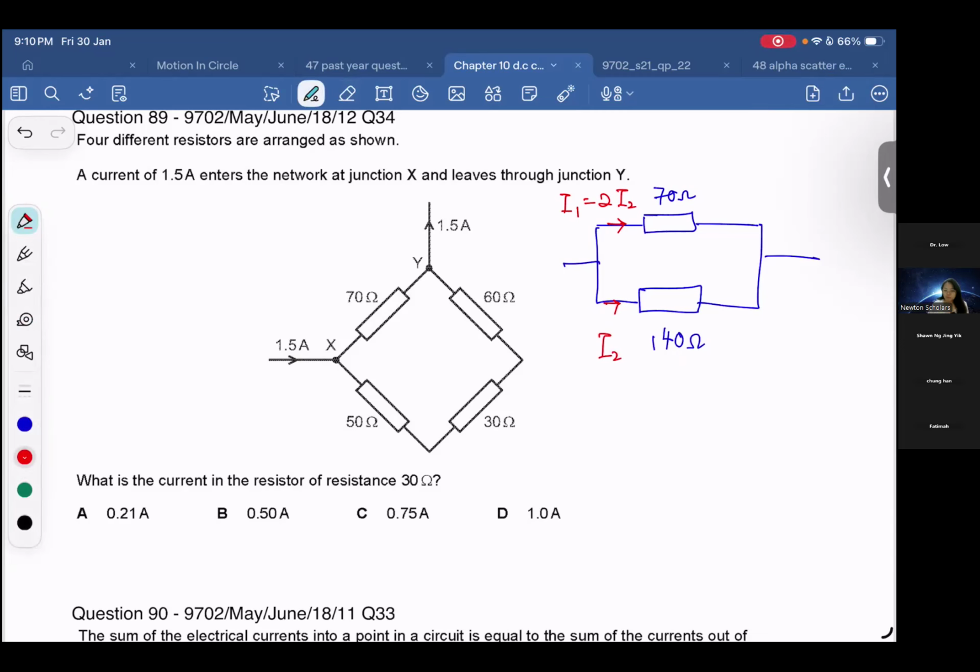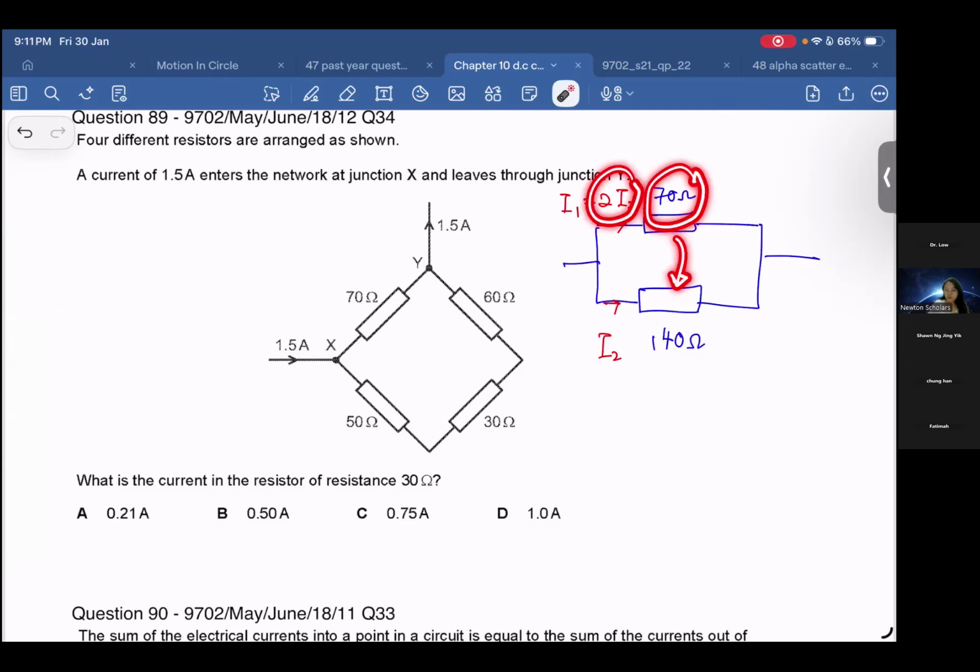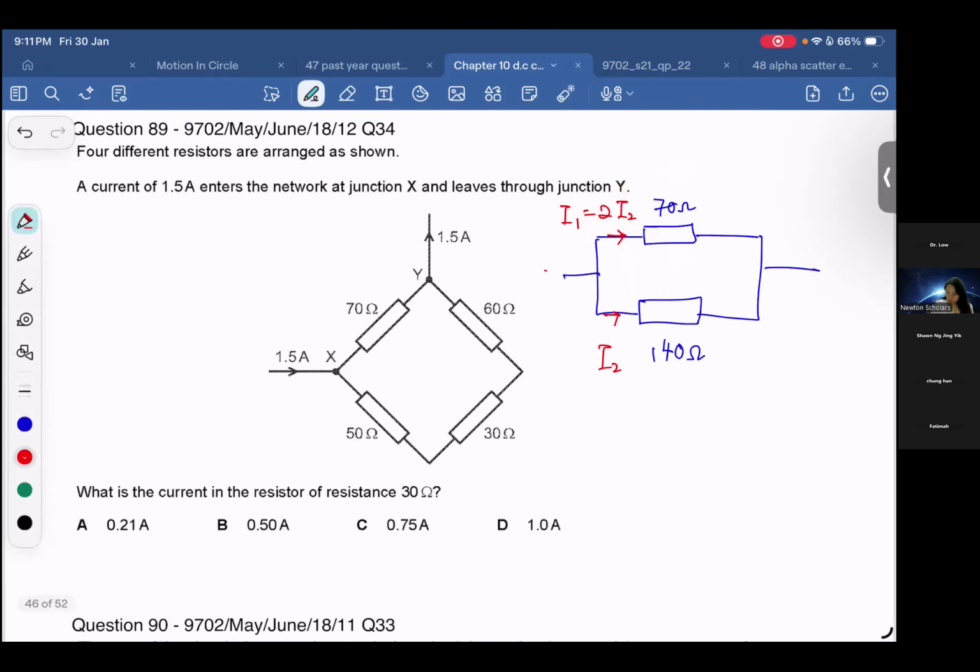You get what I mean? This one, resistance is half of this, so current will be double of it. Do you agree? I repeat, this one, 70, is half of the resistance of 140 ohm. That means with half the resistance, the current should be double. So how many portions? 2 plus 1 is total 3 portions. So this one is 1.5 ampere.